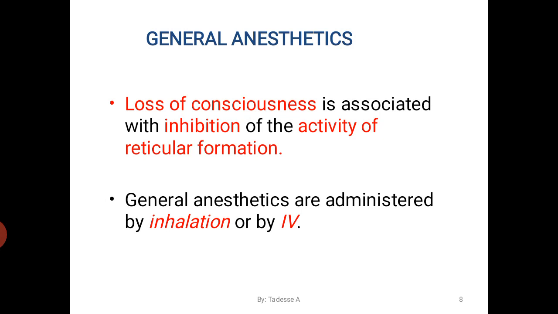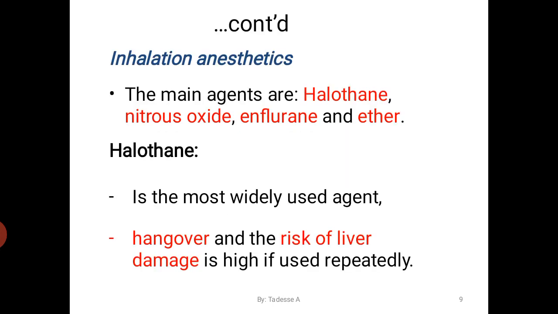The loss of consciousness is associated with inhibition of the activity of the reticular formation. The reticular formation is found in the brain stem. When it is inhibited, it causes unconsciousness. So the mechanism of action of general anesthetic agents is by inhibiting this reticular formation. We have inhalational general anesthetic agents and intravenous general anesthetic agents, which we are going to discuss.